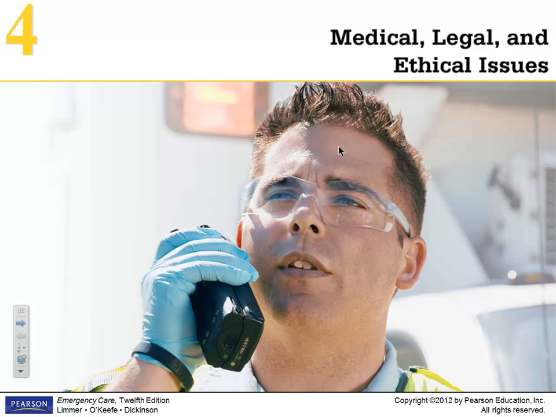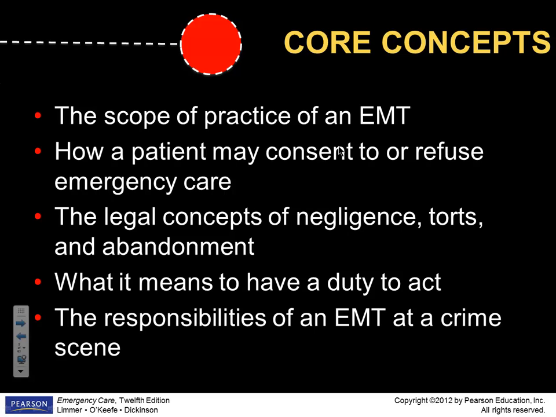Medical, legal, and ethical issues, of which we encounter a lot in our daily work in pre-hospital. We're going to look at the scope of practice. Now, that's a phrase you need to be very familiar with. You need to know what it is. Scope of practice. So write that down so that you be sure that you understand it.